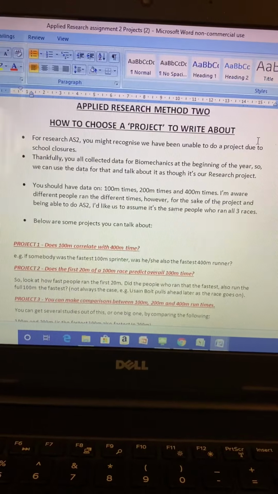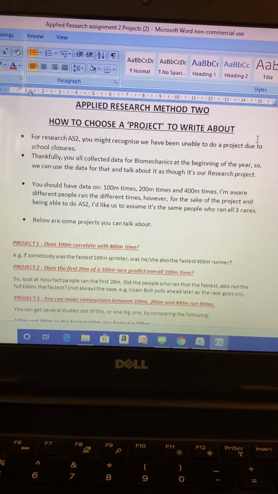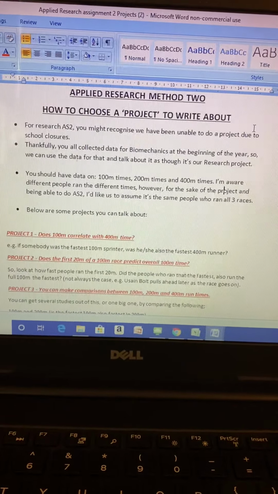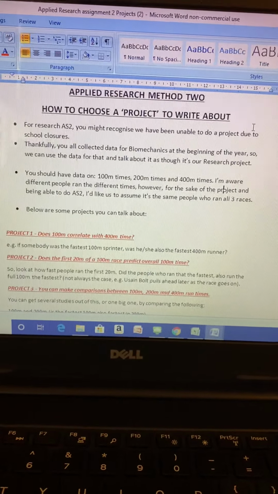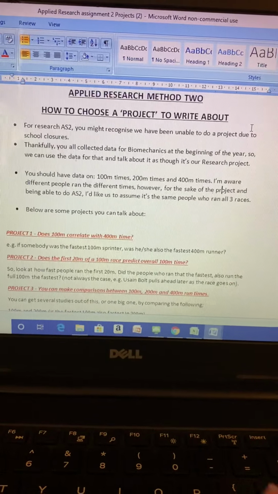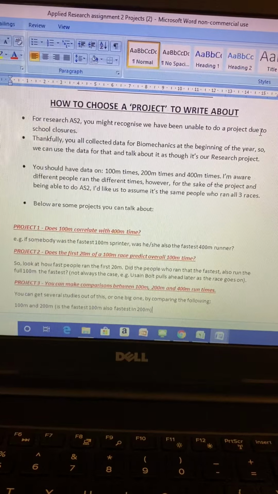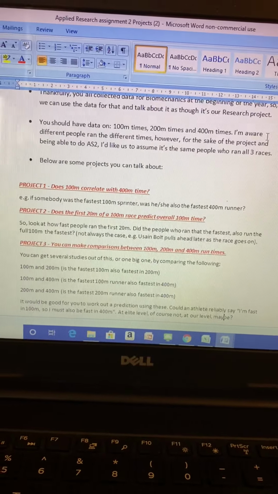Okay, so I know that there were some participants you used for that, and you did runs, for example, on 100 meters, 200 meters, 400 meters, and lots of people did different times, and some ran free races, etc. What you need to do now is pick one of these. So for example, you might pick number 1.